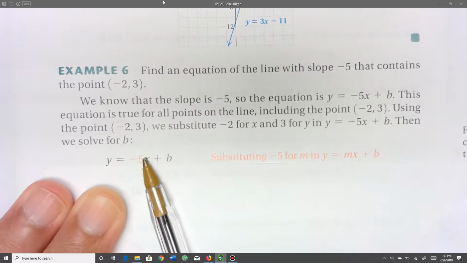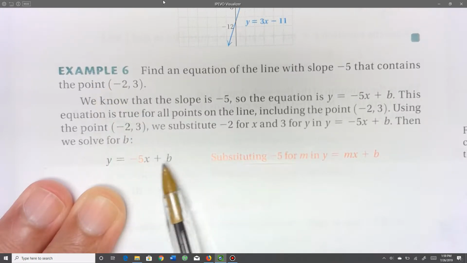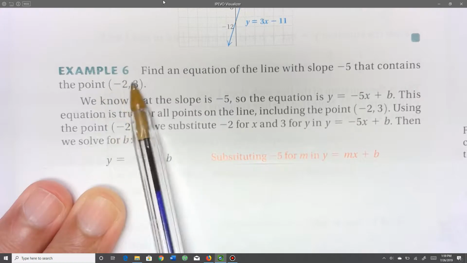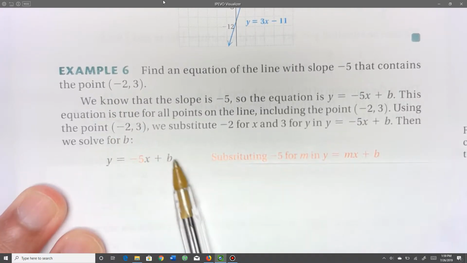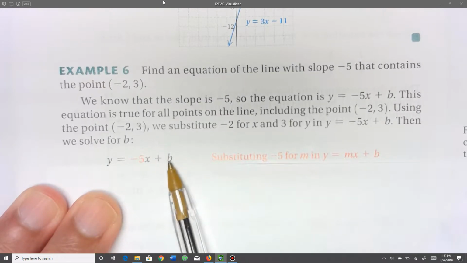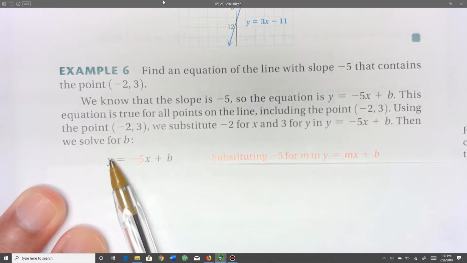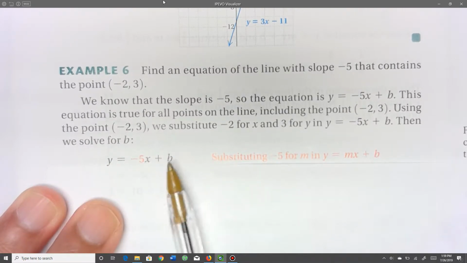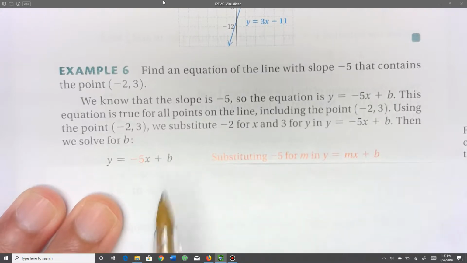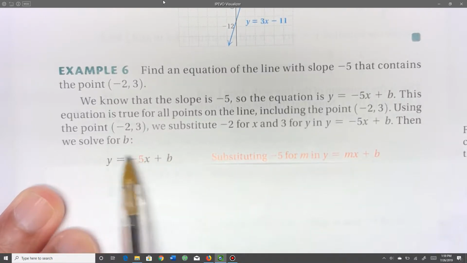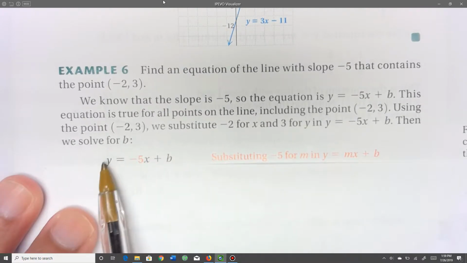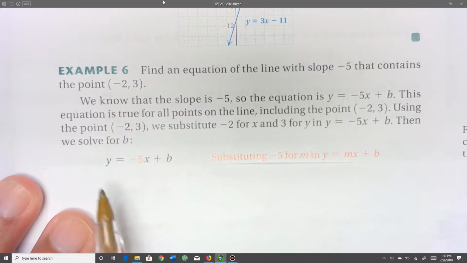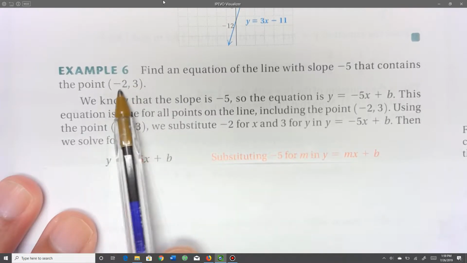Well, they gave you the slope, but they didn't give you the y-intercept. They gave you a different point. Therefore, you're stuck here, but you know that you need to substitute that b for some value. The x and y stay in the equation, but you need to solve for b. So in that case, just substitute the values of x and y for the values they gave you.